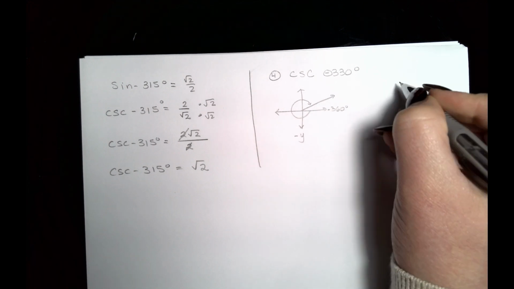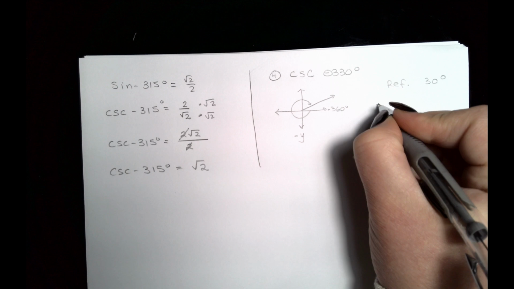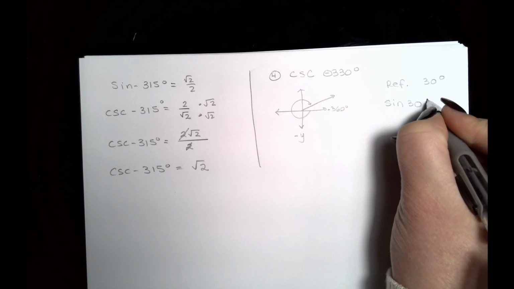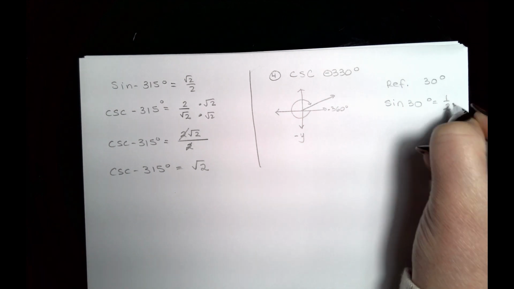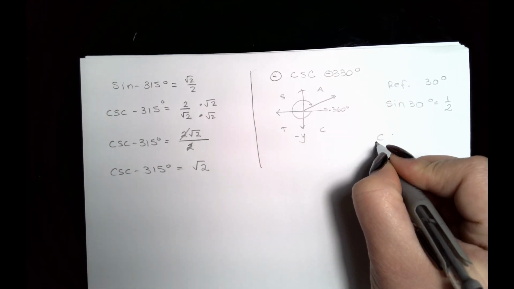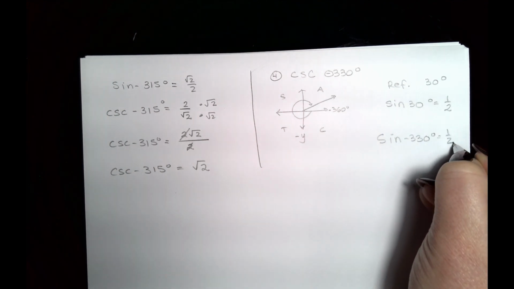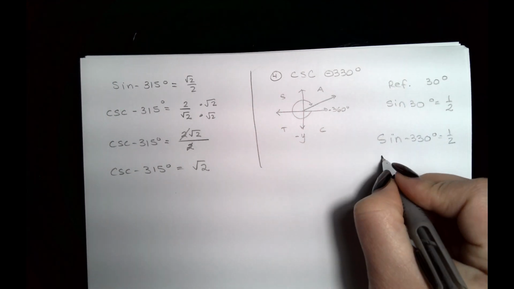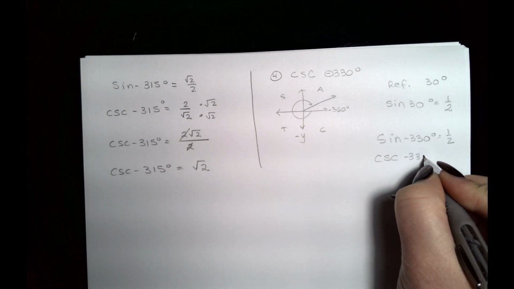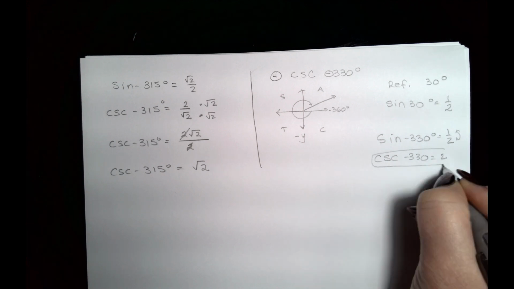That means our reference angle is 30 degrees. So we want the reciprocal function. Sine of 30 degrees is 1/2. All students take calculus, so that means sine of negative 330 degrees is also 1/2. But they are asking us for cosecant. Cosecant is the reciprocal of sine. So cosecant of negative 330 degrees, we're flipping these to 2 over 1, or just 2.